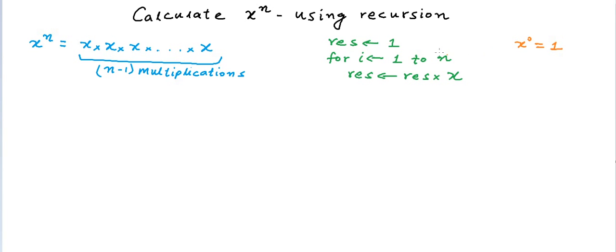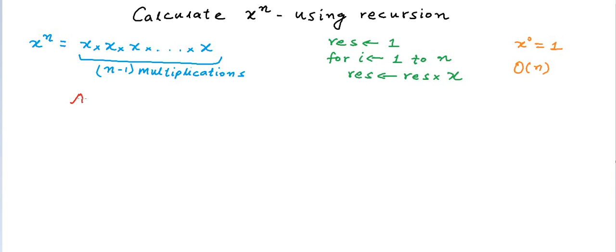And as we can see, for an input n, we are running just one loop n times. So it should be pretty evident that the time taken in this particular case would be proportional to n, or we can also say that the time complexity of this algorithm would be order of n.